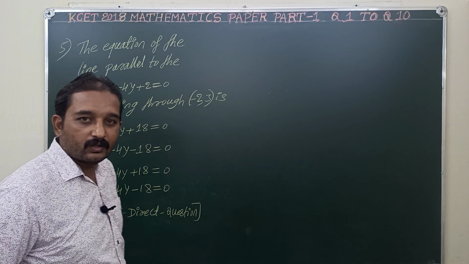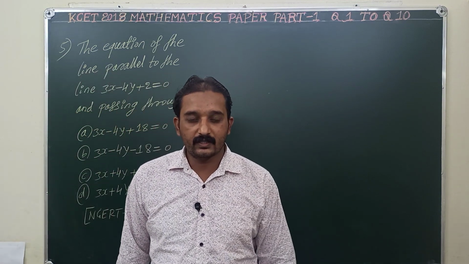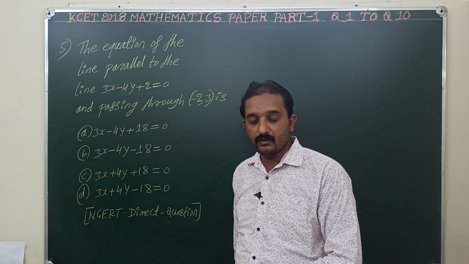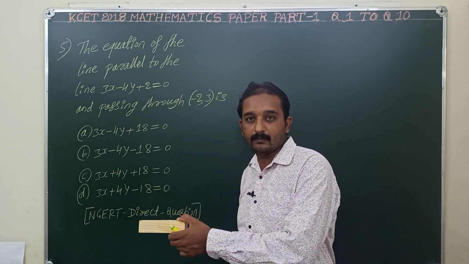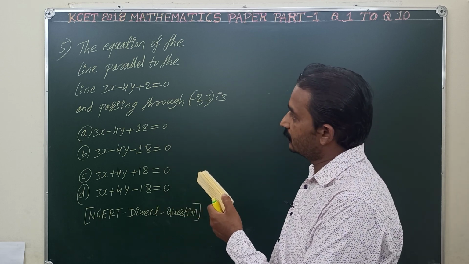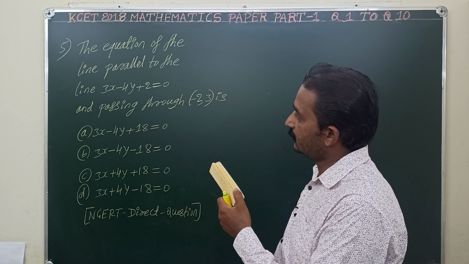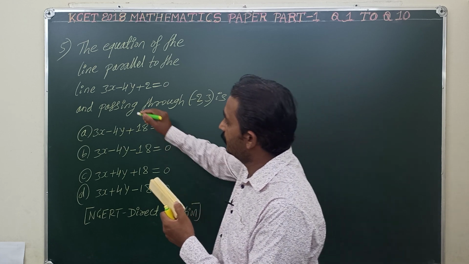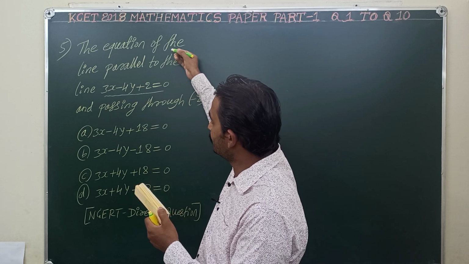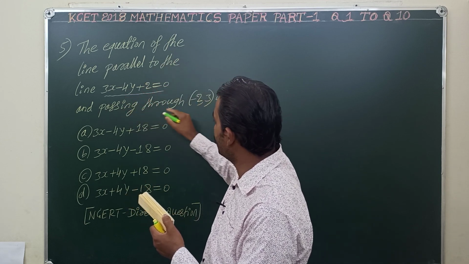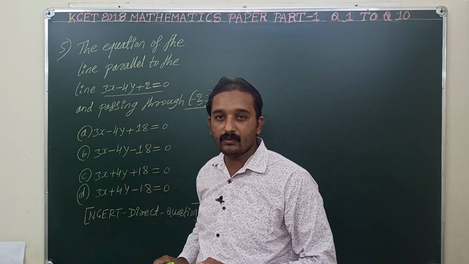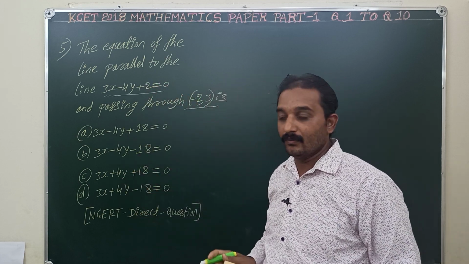So now let us move on to the next question, question number 5. This question is based on the chapter Straight Line, which belongs to the first year. Usually they ask one question on this chapter in KCET. Let us see the question: the equation of the line parallel to the line. We have to find the required line, which is parallel to the given line and passing through the given point. Using these two conditions, we have to identify the line.